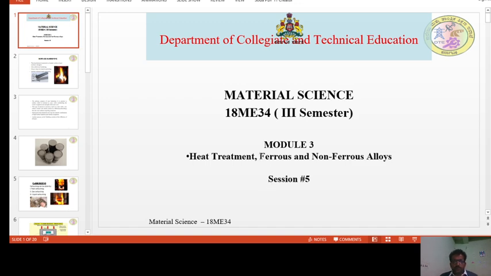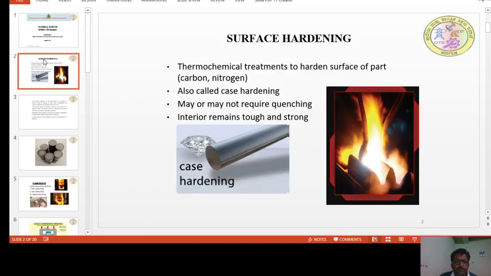Good morning to all, and now we will start session 5 of module 3. The subject is material science. In the previous session, we discussed various types of heat treatments, and now we will move on to various types of surface heat treatments.